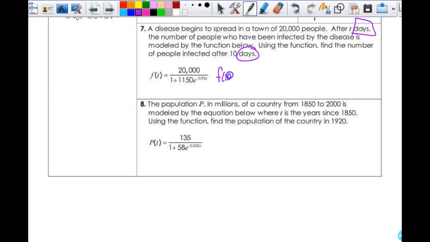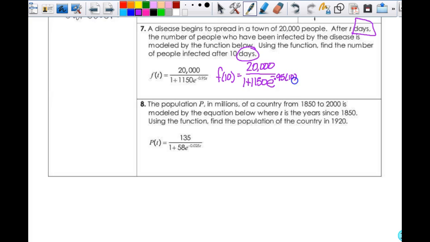But so f of 10 is equal to 20,000 over 1 plus 1150 times e to the negative 0.95 times 10. Where the heck is it?